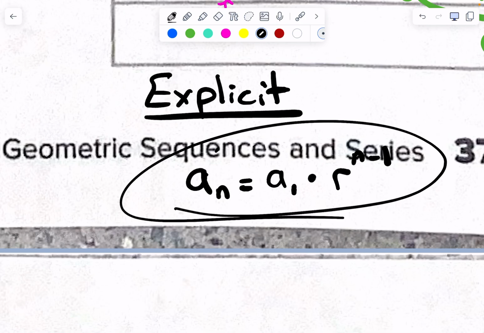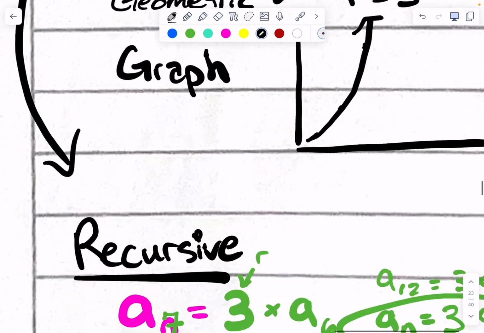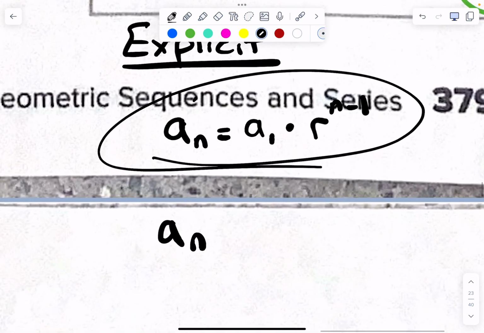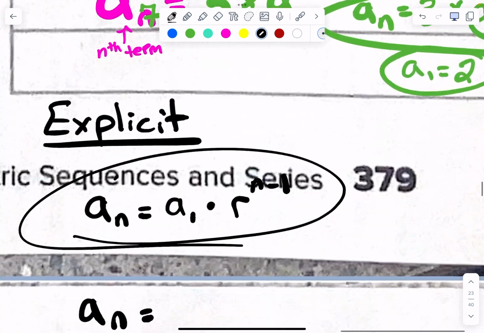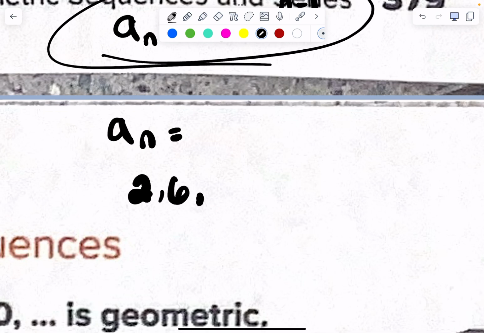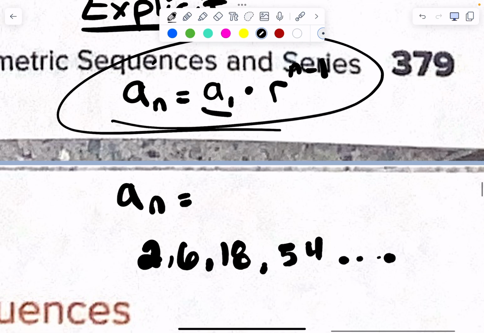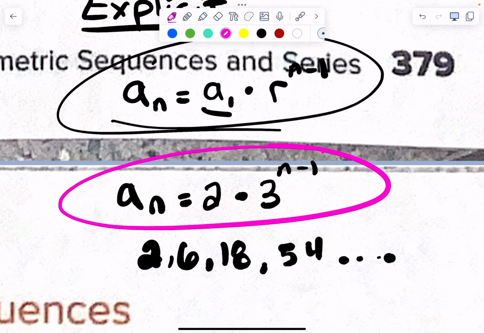So let's do this for this pattern up above here. A sub n is equal to, we had 2, 6, 18, 54, this pattern. What was my A sub 1? 2. What's the R value? What am I multiplying by each time? 3. 3 to the n minus 1 power. So here's how we utilize this. That's my explicit formula.